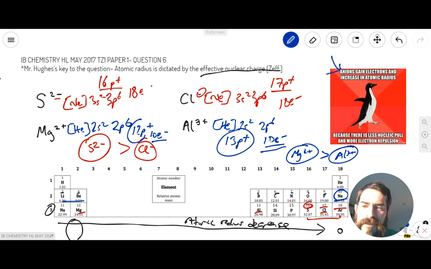So the final answer for this is sulfide is greater than chloride, which is greater than magnesium, which is greater than aluminium. And that's why the answer to this question is C.